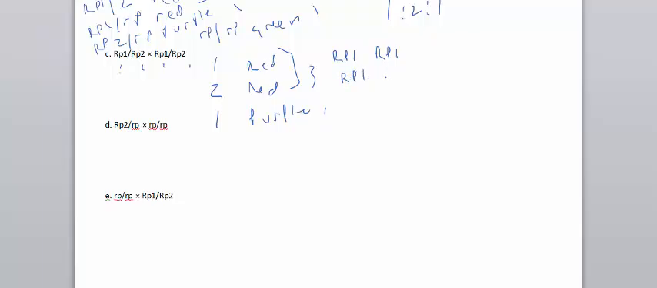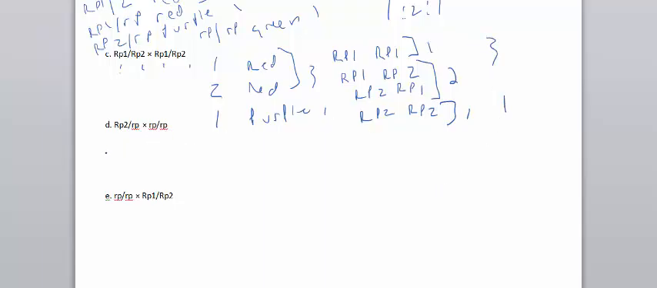RP1 from the first parent, RP1, RP1, RP2, and then we could also get RP2 from the first parent and RP1 from the second parent. And this is our two ways of getting heterozygotes, our one way of getting that homozygote, and then we can also get RP2, RP2, and there's only one way to get that. Two ways to get that, one way to get that, 3 to 1.